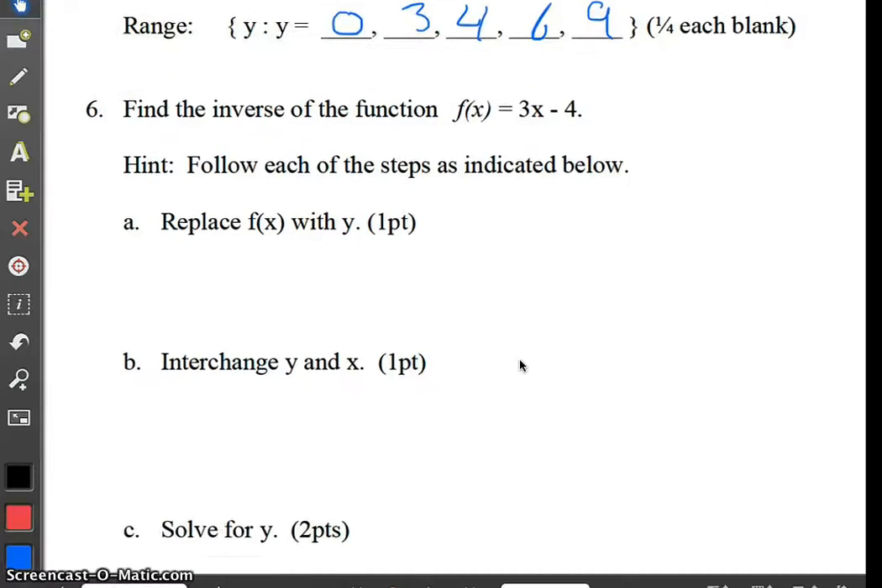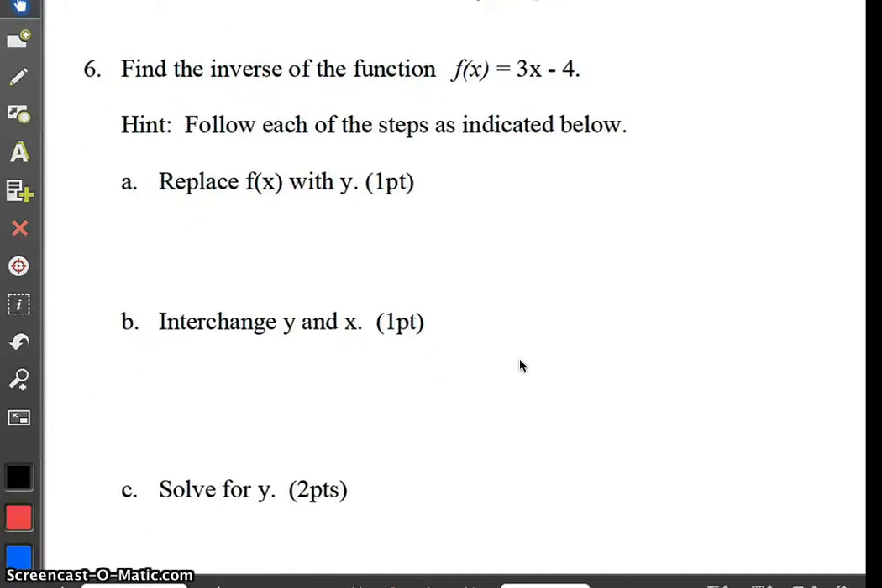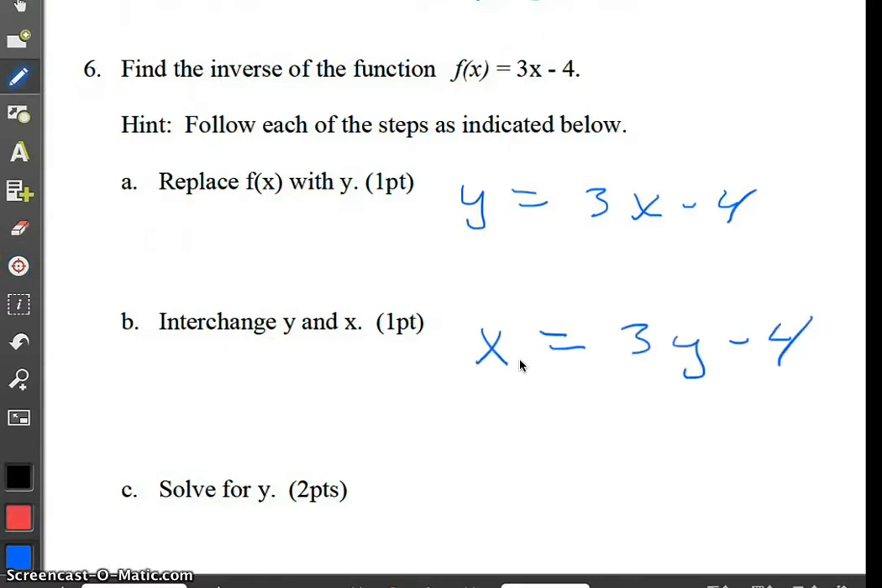All right, now let's go to number 6. Looking at number 6 here, it says find the inverse of the function. The first thing we need to do is replace f of x with y. So I'm going to replace f of x with a y. So it's going to be y equals 3x minus 4. Next thing here, interchange x and y. So I'm going to have x equals 3y minus 4.